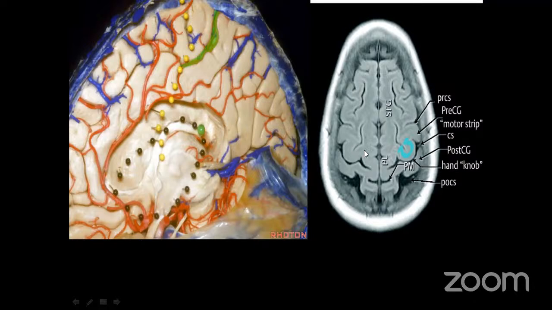Other differences are this one is thicker, this one is thinner. Also, there is a hand knob formation or omega sign formation over here. This area represents the motor neurons of the hand area on the homunculus of the motor area.